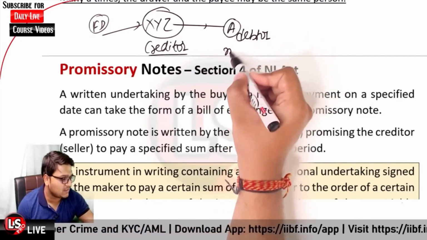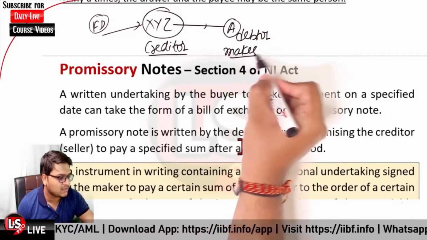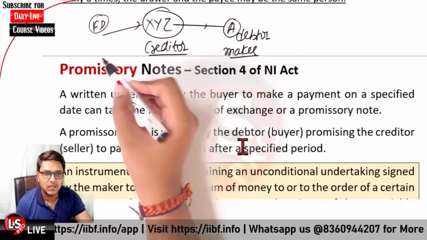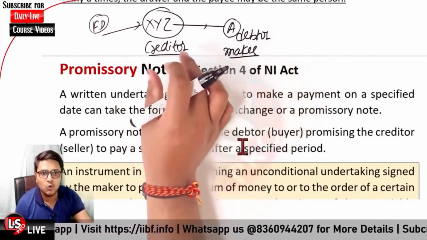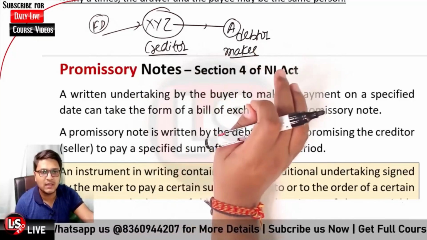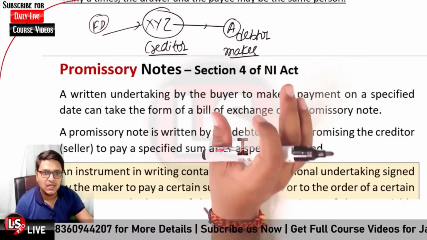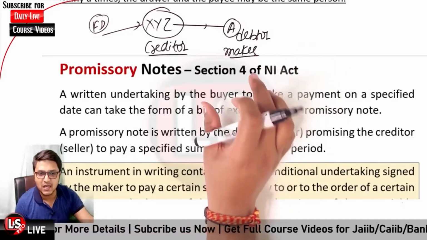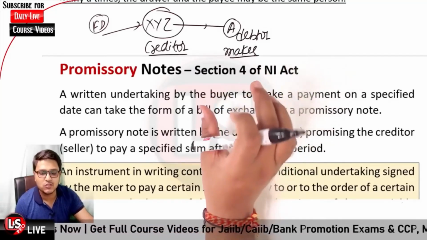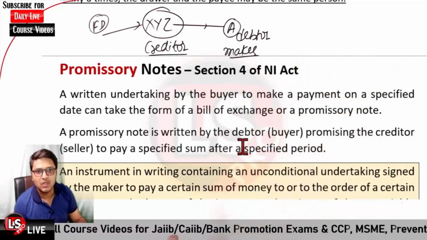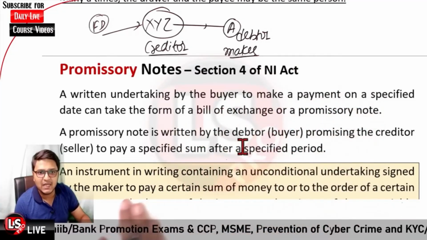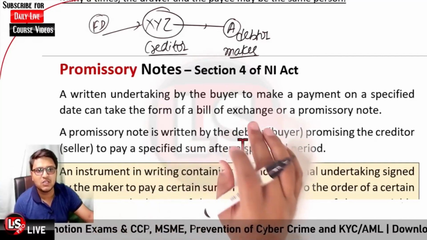So in that case, A is the maker, that is, the debtor is the maker, and it is drawn on XYZ. There are two parties in case of promissory note, and it need not be accepted, because it is an unconditional promise by the debtor himself. So a written undertaking by the buyer to make a payment on a specified date can take the form of a bill of exchange or a promissory note.